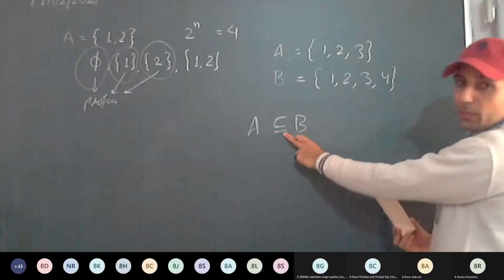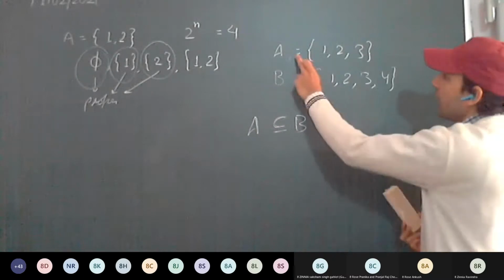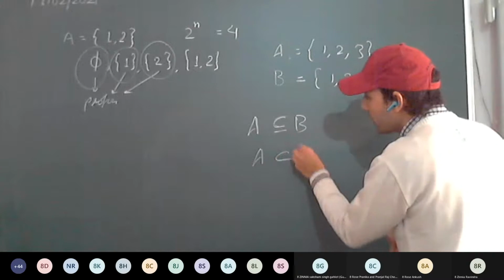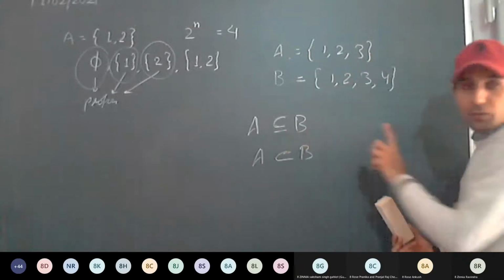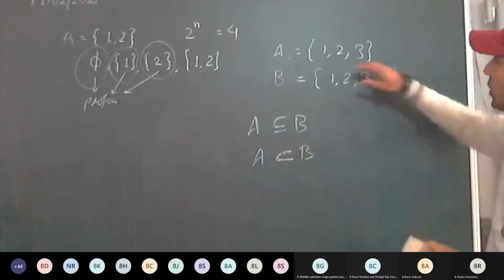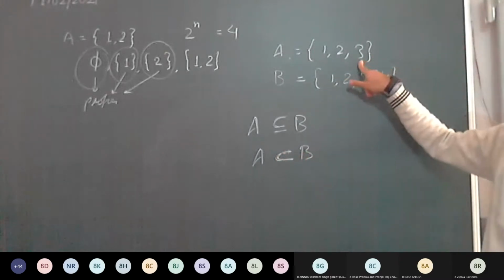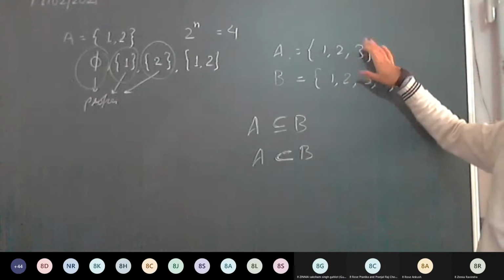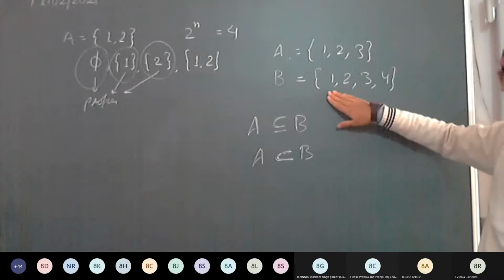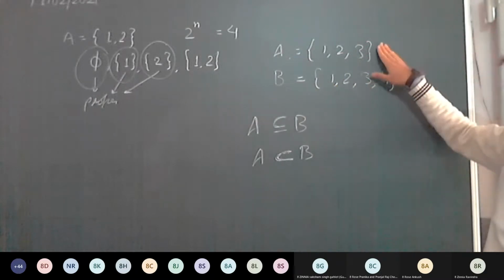This is the sign of subset. A is a subset of B. As well, we can say A is a proper subset of B. So how to denote a proper subset? We remove the equal to sign. This is the proper subset sign. Because B has some extra elements which are not contained in A. All the elements of A are contained in B, but still there are some elements in B which are not contained in A.